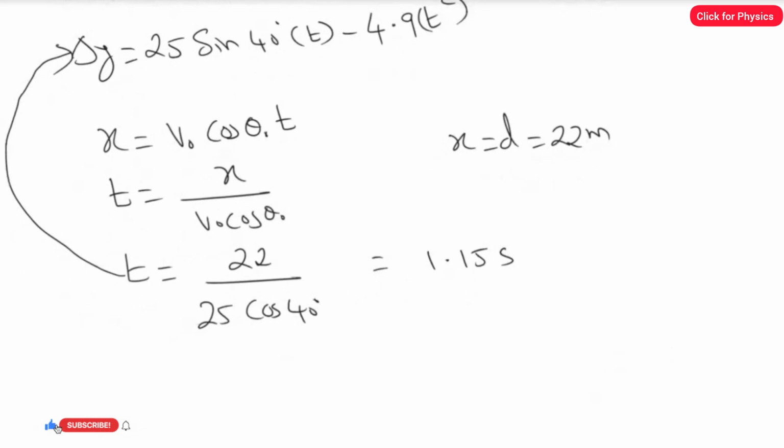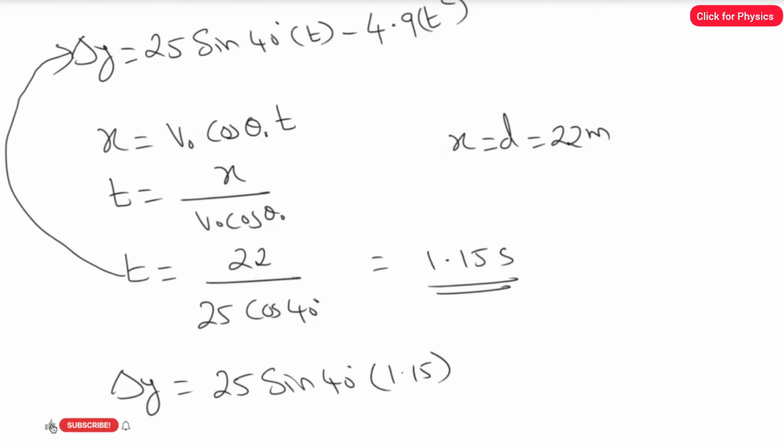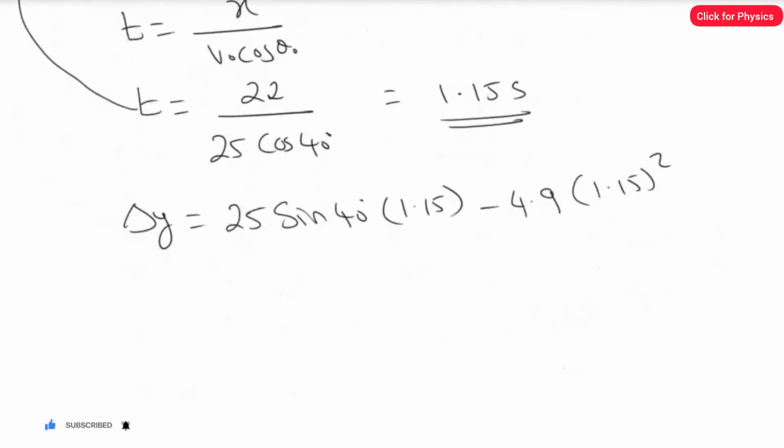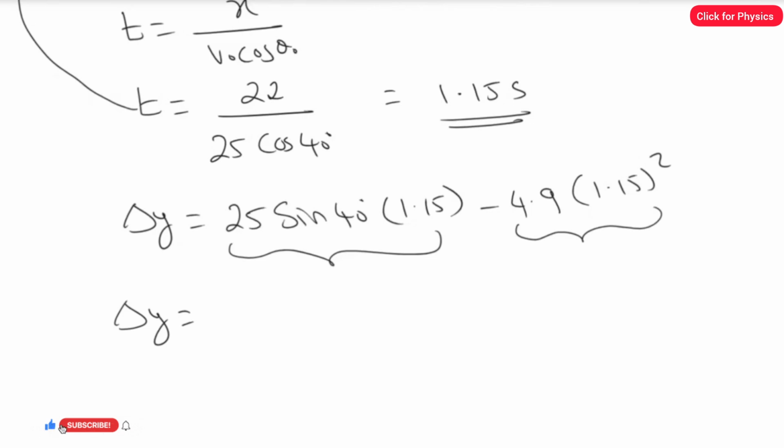What is the equation for delta y? So delta y is equal to 25 sine of 40 degrees, and the t value I have to substitute, multiplied by 1.15, minus 4.9 multiplied by 1.15 squared. Let's solve this part first, then find the answer for the other part, and then we can subtract. So delta y is equal to 25 multiplied by the sine of 40 degrees multiplied by 1.15.